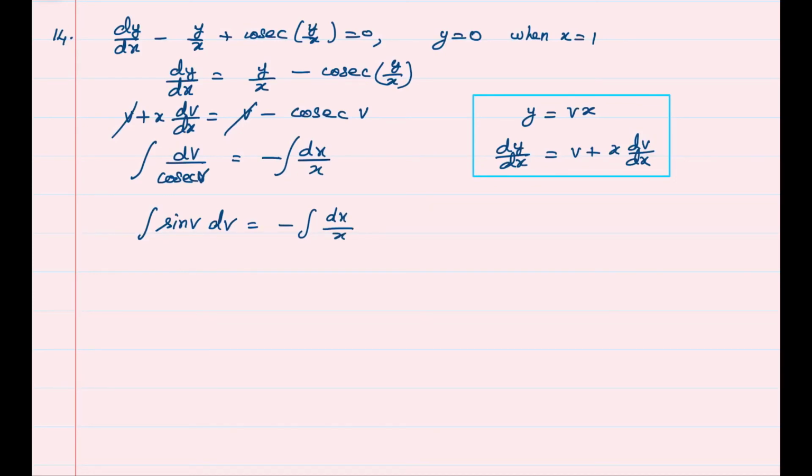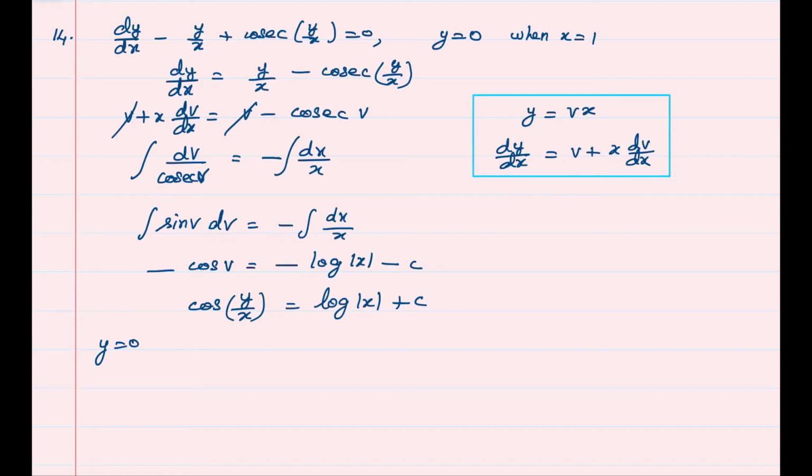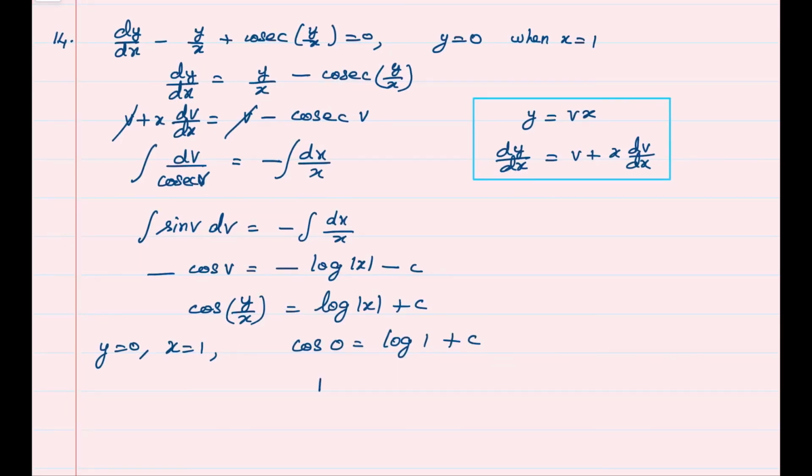Integrating both sides, we get minus cos v is equal to minus log of absolute value of x. We will write minus c so that we can cancel the negative sign throughout. Substituting for v, v is y by x, cos of y by x equal to plus log of absolute value of x plus c. We will substitute y as 0 and x as 1. Cos of 0 by 1 is cos 0, equal to log 1 plus c. Cos 0 is 1, log 1 is 0, therefore c is 1.